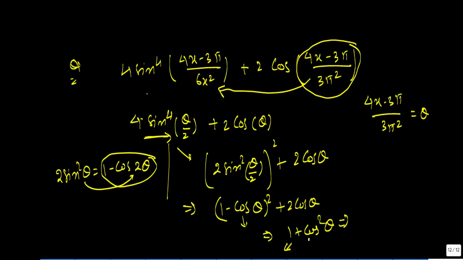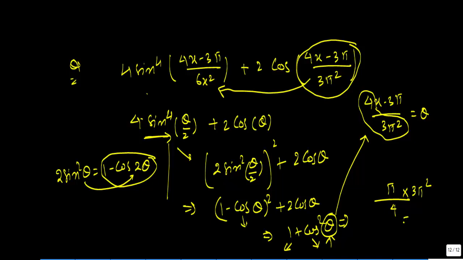So 1 is a constant, it doesn't matter. The period of cos square is pi. So the final answer will be pi divided by the theta coefficient. Theta is basically this, so what is the x coefficient there? The x coefficient is 4 divided by 3 pi square. So it means pi divided by 4 and then into 3 pi square. So the final answer will be 3 pi cube by 4.